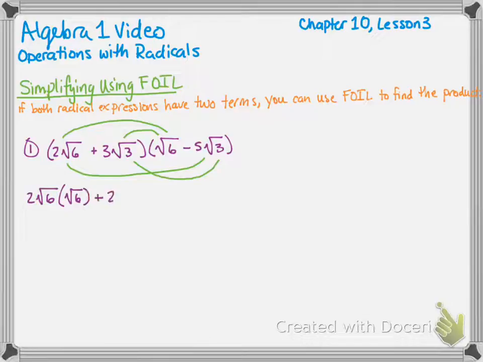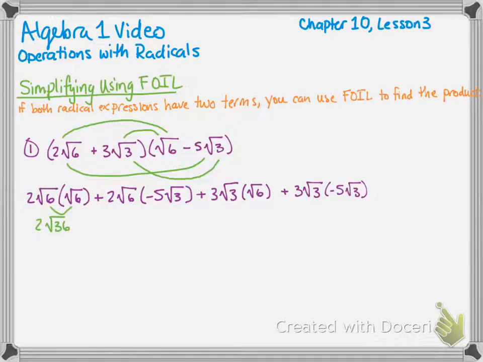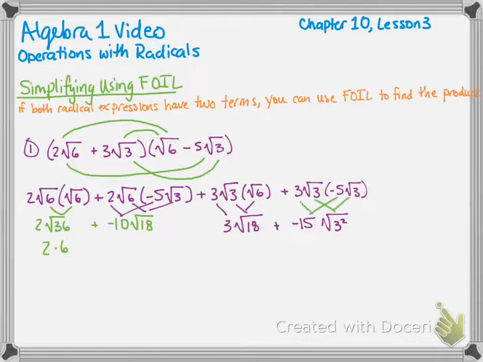All right, so we have 2 times the square root of 6 times the square root of 6 plus 2 times the square root of 6 times negative 5 times the square root of 3 plus 3 times the square root of 3 times the square root of 6 plus 3 times the square root of 3 times negative 5 times the square root of 3. So let's go ahead and simplify all of this. The square root of 6 times the square root of 6 is the square root of 36, which is just 6. And then we're going to combine some terms there, combine some terms there, combine some terms there, and now we can start simplifying.